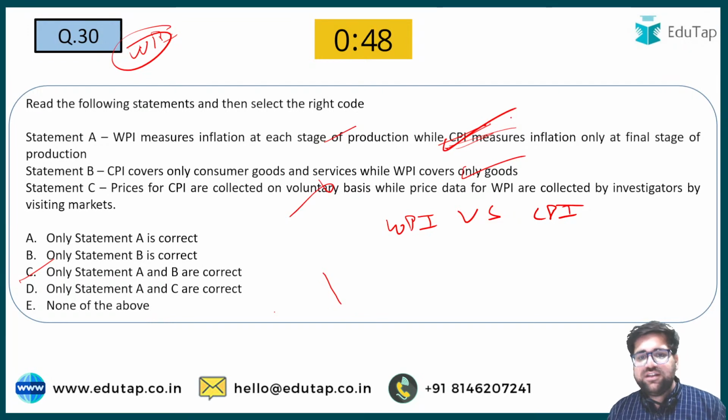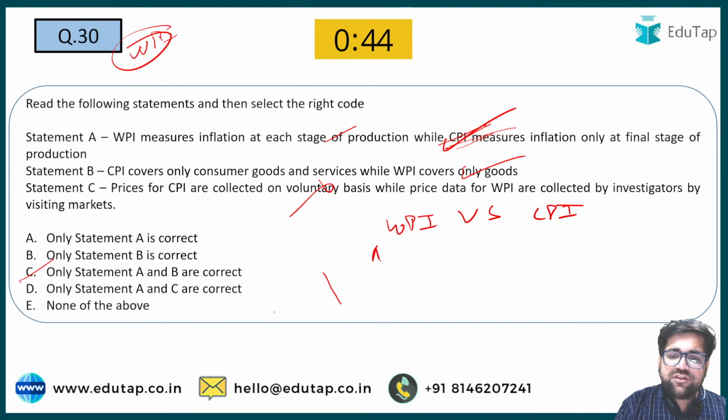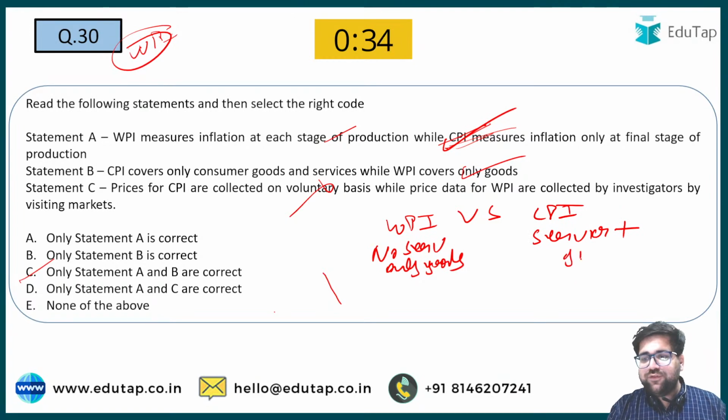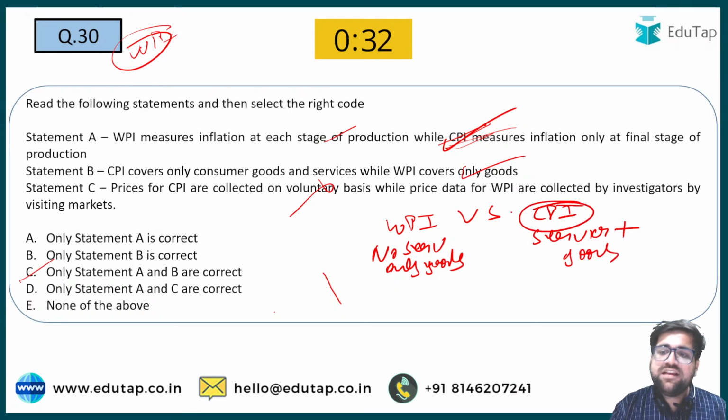CPI covers goods and services, while WPI, this statement is a very basic thing. We all know that there are no services, only goods in WPI, but under CPI there are services and goods as well. That's why CPI has a larger number of products and services than WPI. We will cover CPI, don't worry. Prices of CPI are collected voluntarily. See, when it comes to the collection method, that is how different people go and analyze the prices.